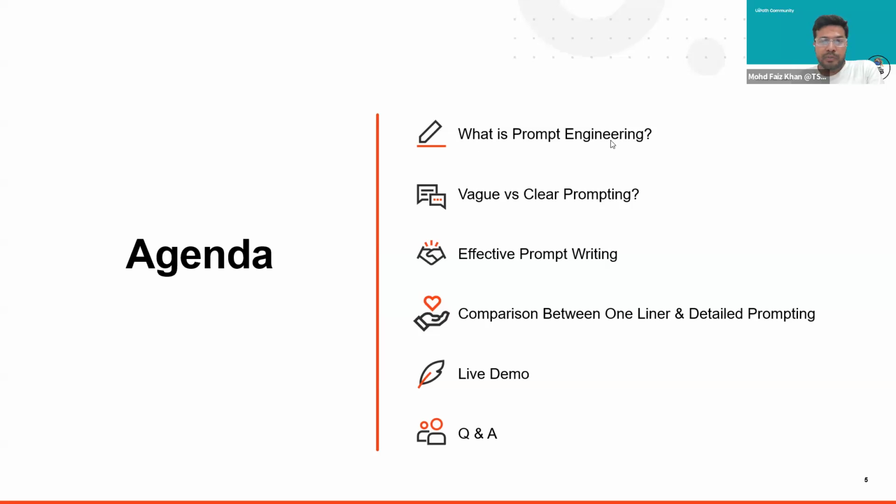And what we are going to cover: what is prompt engineering, vague versus clear prompting, effective prompt writing, the template, and a comparison between one-liner and detailed prompting. In a live demo, I will show you how you can write the one-liner prompt and the detailed prompt. And if you don't have expertise, we have ChatGPT and Gemini. With the help of those assistants, you can also ask them to write a prompt. We will cover this in detail as we go into the next slides, and you will see more interesting slides in the upcoming time.